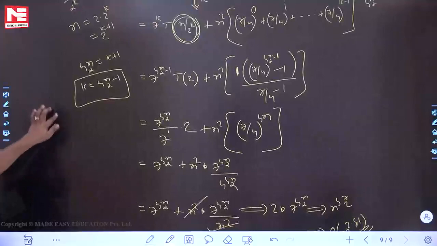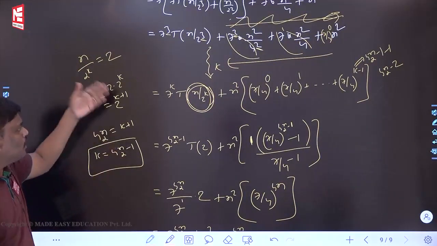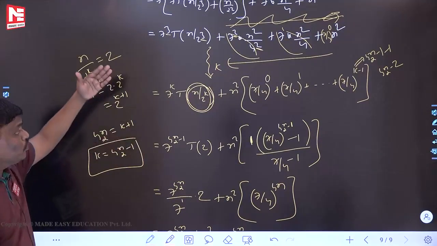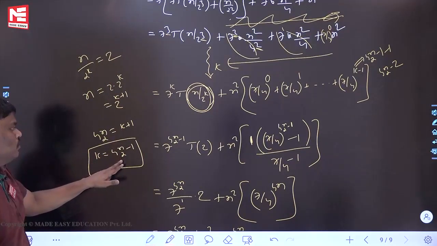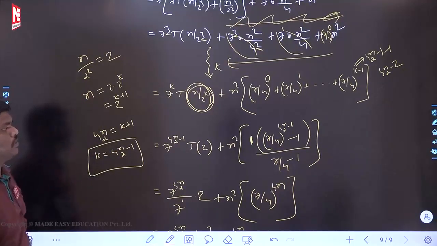What is the K value here? Because you want to go down to 1, finally log n base 2 minus 1. Always dividing by 2, log n base 2 will come. If you divide until 1, it is log n base 2, but because of the 2 itself, you are stopping one level less: log n base 2 minus 1.